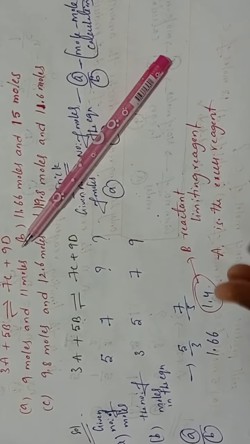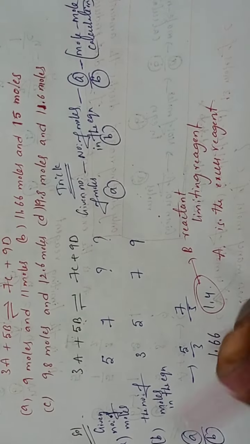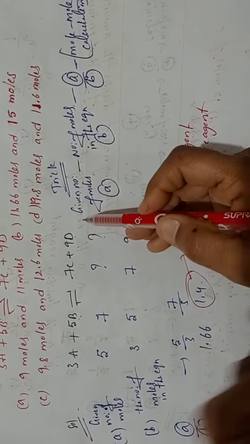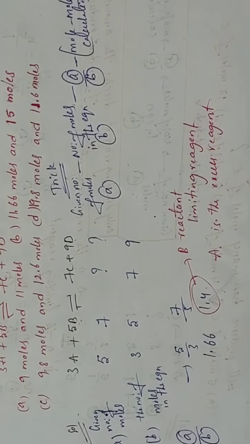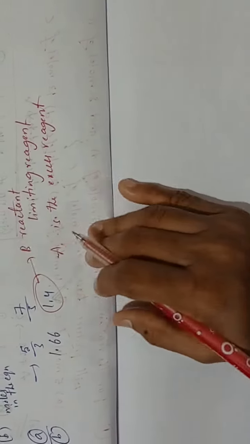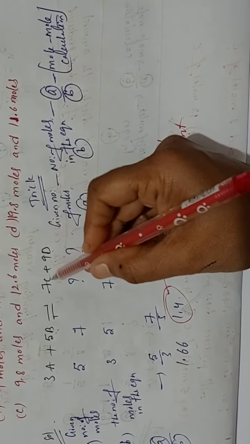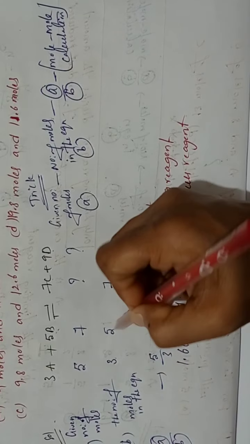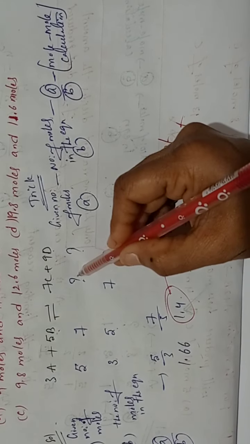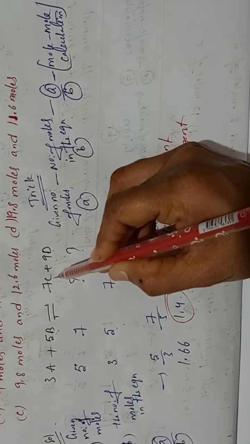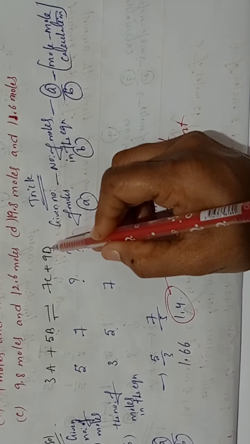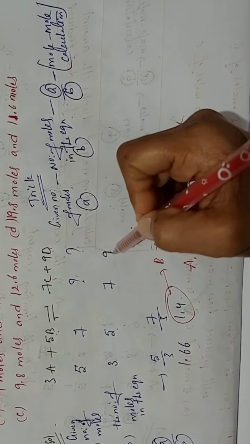Understood? Next we have to find the number of moles of C and the number of moles of D. Again, same thing, students: you have to take A by B. That means 5 by 3, 7 by 5. Here the number of moles we don't know, so I'm taking the number of moles of C in this place, and also the number of moles of D we have to find. So as it is, I'm taking.